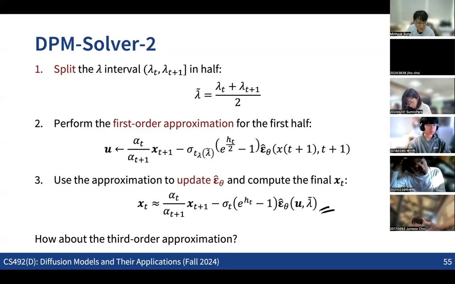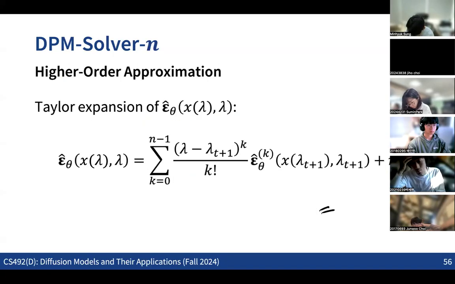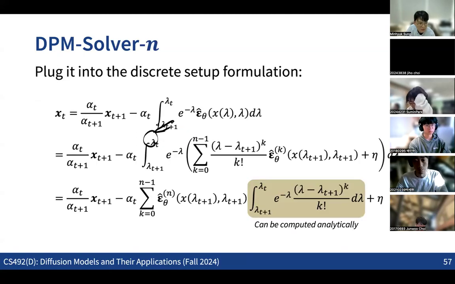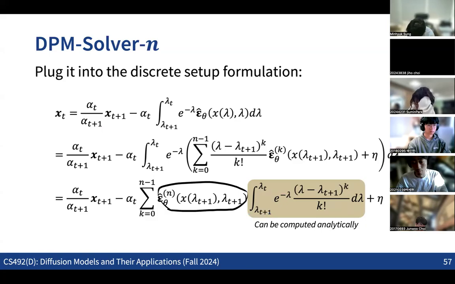And more formally, the way that we can derive an exact formulation for the higher order approximation is to use the Taylor expansion. So we are basically representing the noise here with a Taylor expansion of order n, and then we plug this into the equation, taking it out of the integral in a way that we can compute the analytic form of this equation.